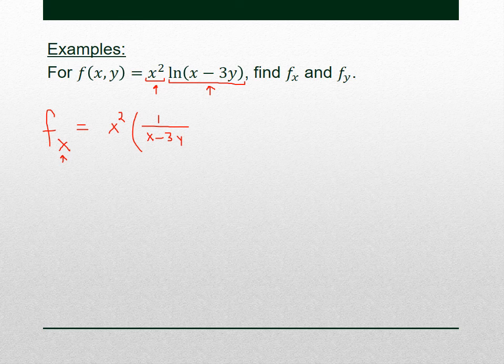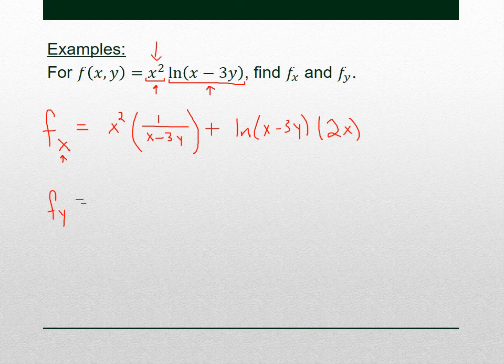But you would have to if it wasn't just a 1, right? So that was a times 1 for that chain rule, right? So that's the first times the derivative of the second. And then we're going to add the second. So copy down natural log of x minus 3y times what's the derivative of x squared? 2x. So that's the partial derivative with respect to x.